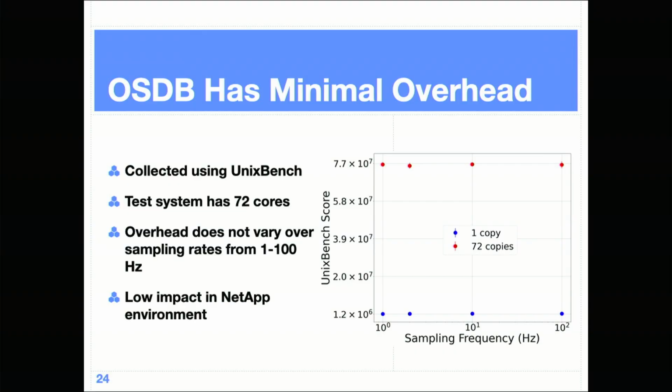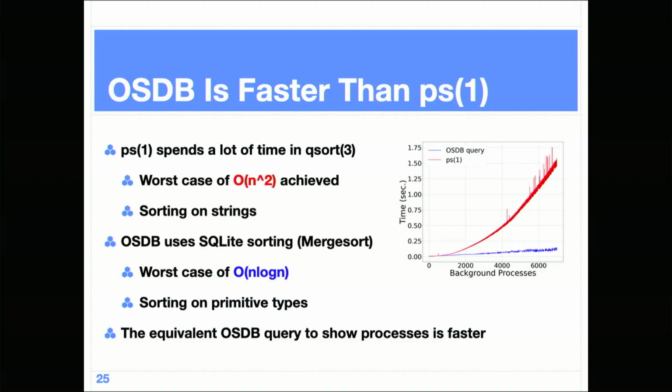As we increase the sampling frequency, asking for more and more snapshots, the performance of the system overall didn't change. Which, as a systems person, I'm like, oh, right, memory copies are cheap. If I'd written them to disks, they would have been different. We found this weird thing, which is OSDB is faster than PS. So we basically suspended 6,000 processes and read the process table with PS.